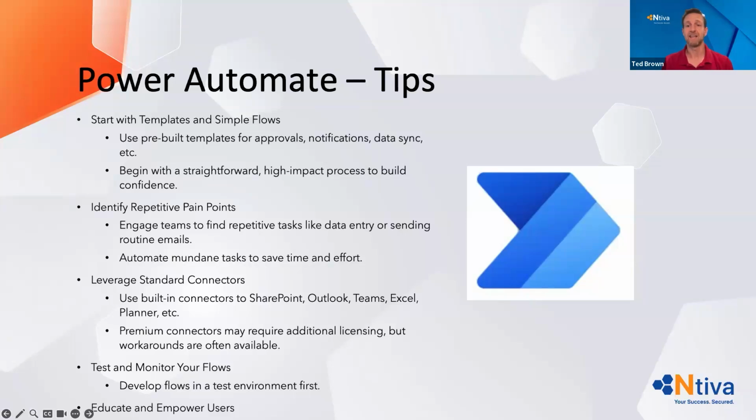Once you get done doing this, I would recommend testing and monitoring your flows. Develop flows in a test environment and with sample data first. Once deployed, use Power Automate's run history and analytics to monitor performance. Ensure that errors are properly handled, for example, sending notifications if a flow fails, so the automation doesn't fail silently.